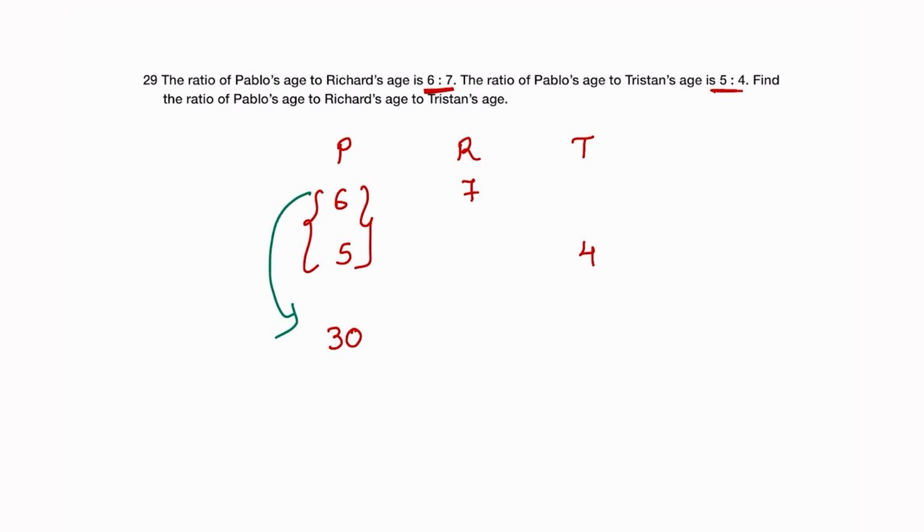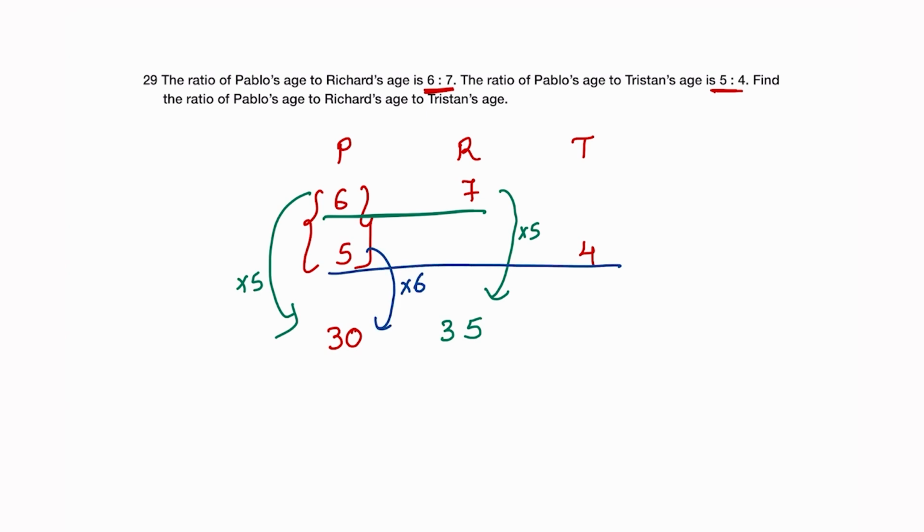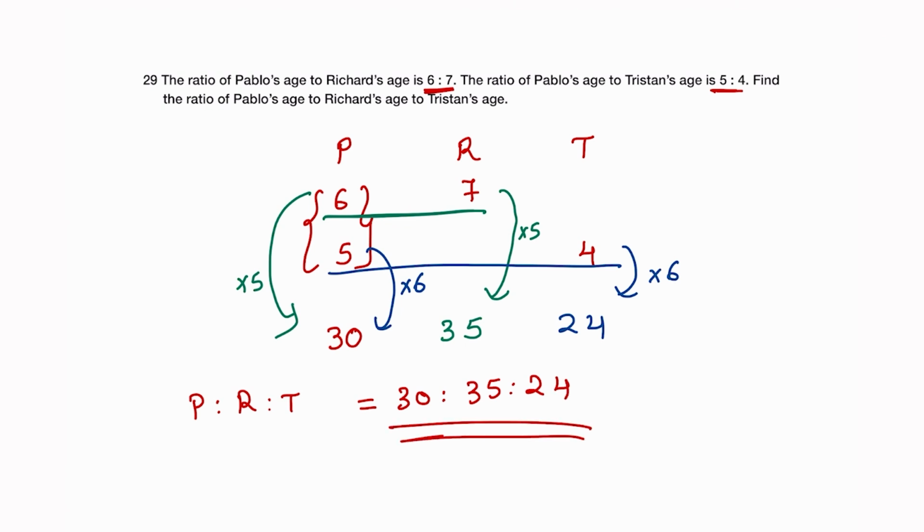Now comes this part. From 6 to 30, it is times 5. And the same line is this, so this will also be multiplied with 5. So that becomes 35. Then the next part. From 5 to 30, it is times 6. It's this one here now, right? That's again times 6. So the answer is 24 and it's done. So we say Pablo to Richard to Tristan is 30 as to 35 as to 24, and done.